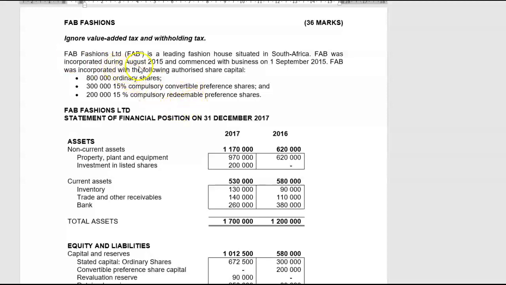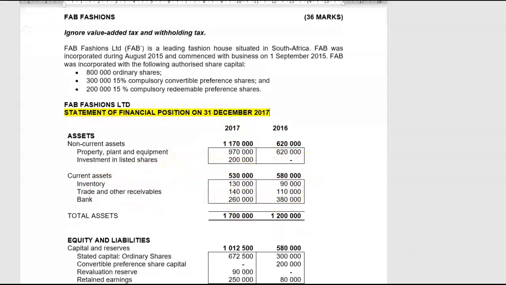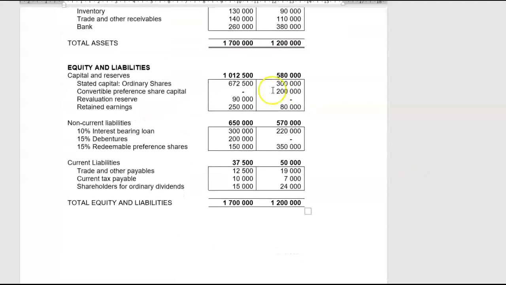Fab Fashions is a leading fashion house. They started on 1 September 2015. They have 800,000 ordinary shares, 300,000 compulsory convertible shares, and 200,000 redeemable pref shares authorized. The statement of financial position as at 31 December 2017: Property, plant and equipment, investment in listed shares, current assets, and then we have capital, stated capital, ordinary shares.